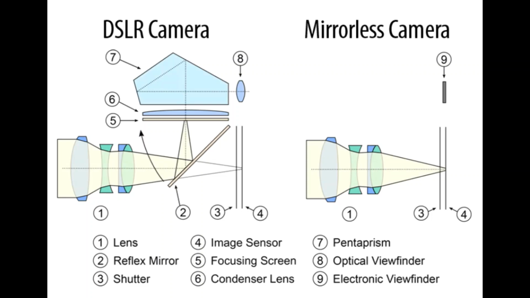The same thing happens here also, because there is no reflex mirror. The shutter is always open here, and the light directly keeps hitting the image sensor, and you will be able to see your preview through the electronic viewfinder.